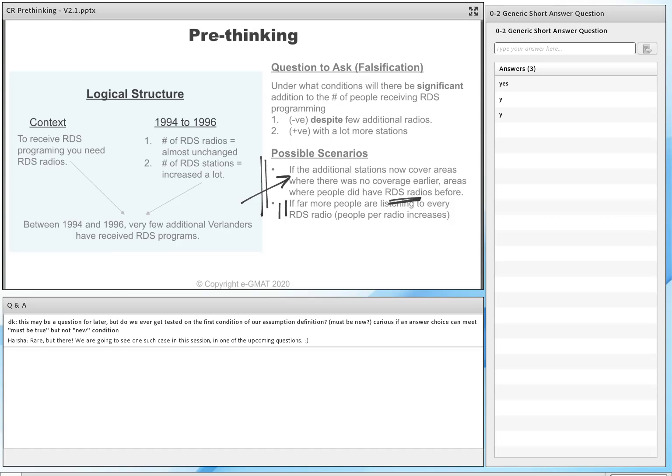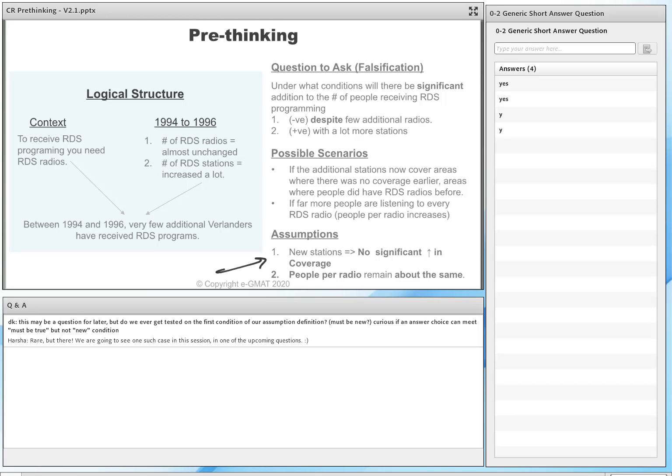Right? So if these are my possible scenarios, then what are my assumptions? The new station should not increase my coverage by a whole lot, and people per radio should remain more or less the same. Again, you came up with both these assumptions. Can I please explain two? Absolutely, I can explain two.